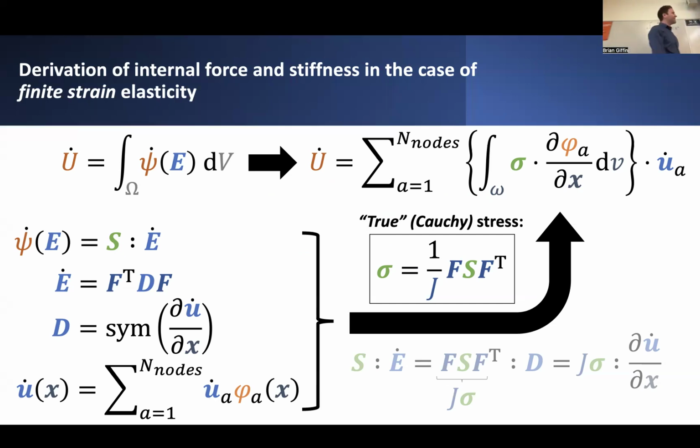Without belaboring the details, I just want to point out that sometimes people call this whole assemblage of things, 1 divided by J, the volume scaling term, times F S F transpose, the Cauchy stress. More specifically, it's sometimes referred to as the true stress. In effect, the true stress is truly the measure of stress that you should be using if you're trying to describe stress with respect to the current or deformed state of the structure. It is properly a measure of force per unit of area, but not just any area. It's per unit of area in the actual deformed configuration of the structure itself.